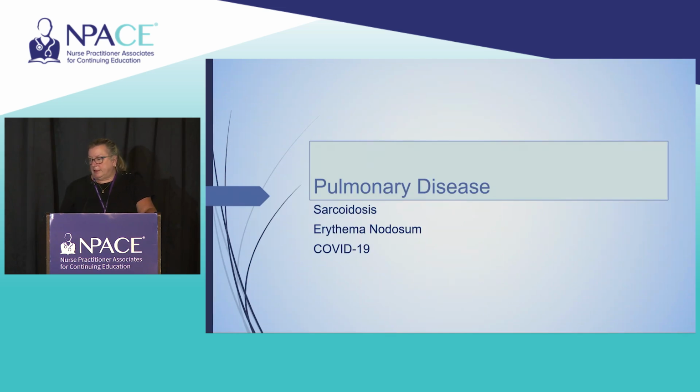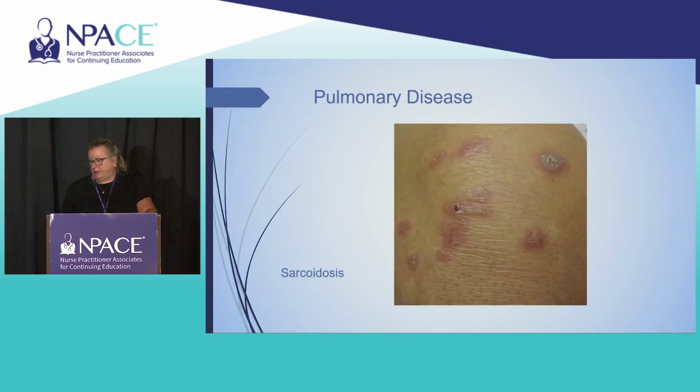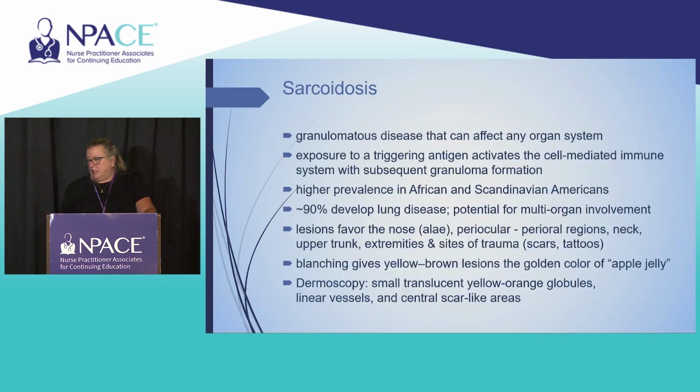And in pulmonary disease, I think you are all far more familiar with sarcoidosis than I. We don't see it that often in derm, but it is a granulomatous disease that you can see affecting any organ system. And it's triggered by the exposure to an antigen that, again, is triggering the cell-mediated immune system. And 90% of patients will develop pulmonary disease.